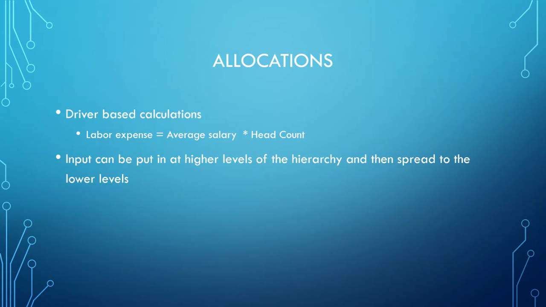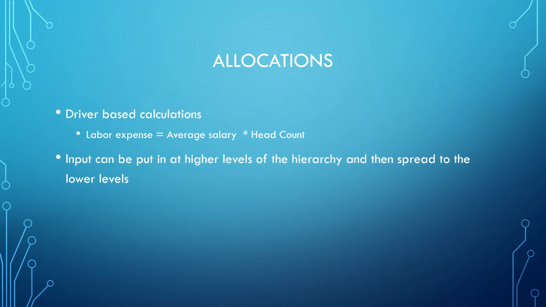Now for the third calculation, the last one, these are allocations. So allocations are driver-based calculations, which basically go under the method of, for example, labor expense equals average salary times headcount. So it's basically two factors multiplied together to make a final factor. That's what driver-based is. And what's special about allocations is inputs can actually be put in the higher levels of the hierarchy and then spread out to the lower levels.